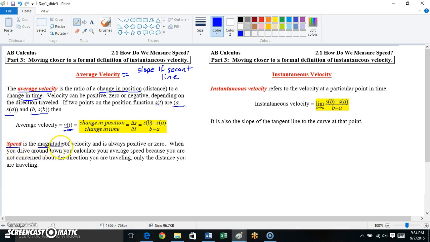Speed is the magnitude of velocity. Speed is the absolute value of velocity. Speed is always positive or 0.